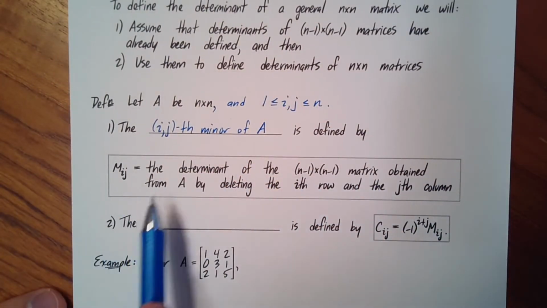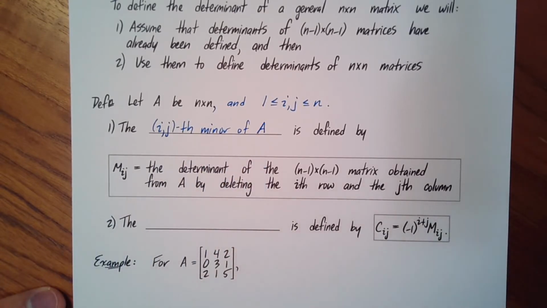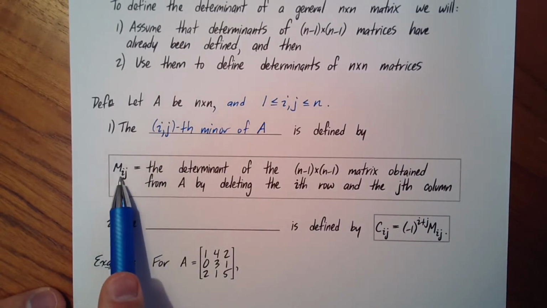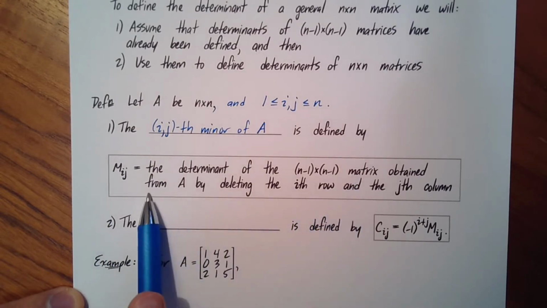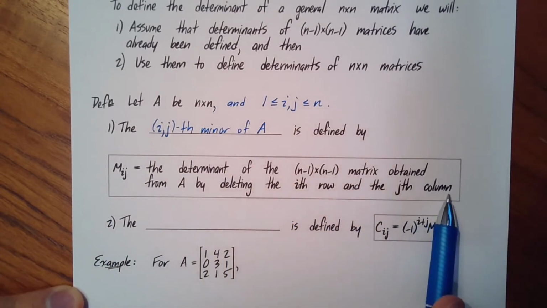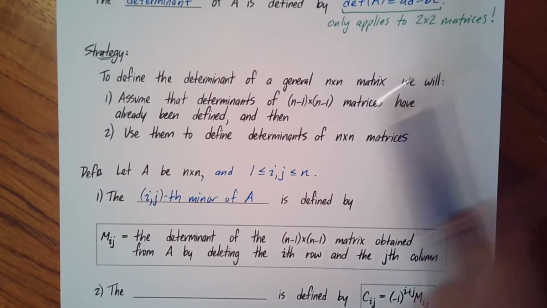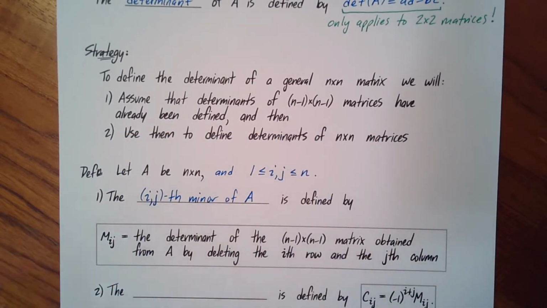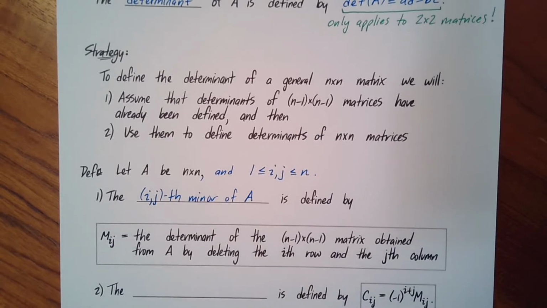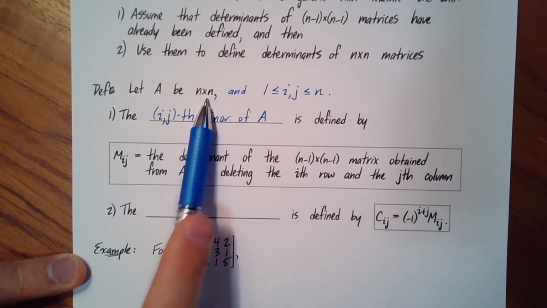The notation we use for the ijth minor is capital M, which stands for minor, and then we have two subscripts, i and j. So the ijth minor is the determinant of the n-1 by n-1 matrix obtained by deleting the ith row and the jth column. Remember the assumption we laid out here was that determinants of n-1 by n-1 matrices have already been defined. If you are willing to accept that assumption, then this is a sensible definition for the ijth minor of an n by n matrix.